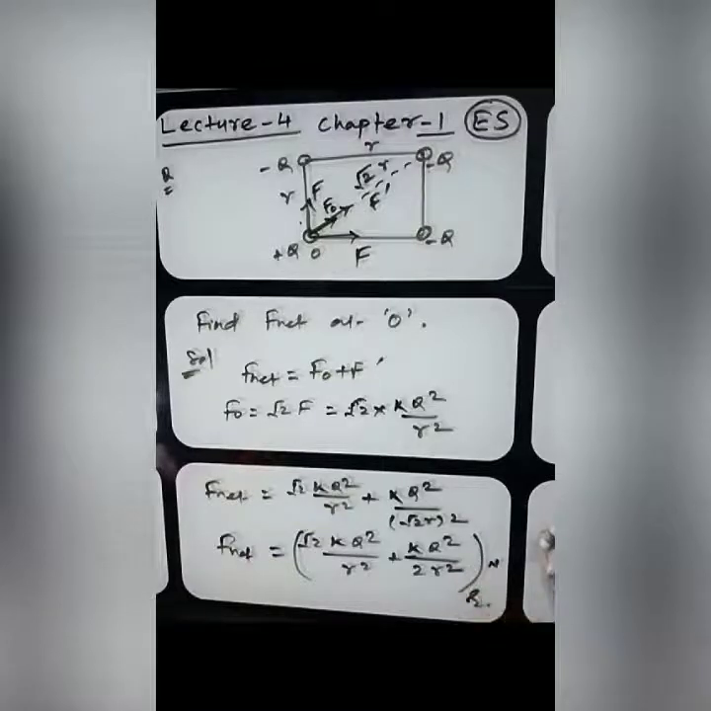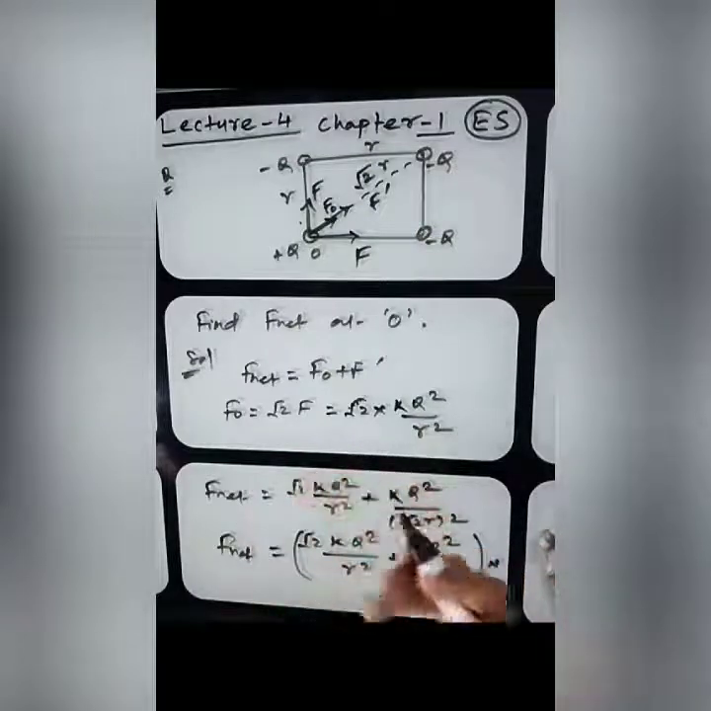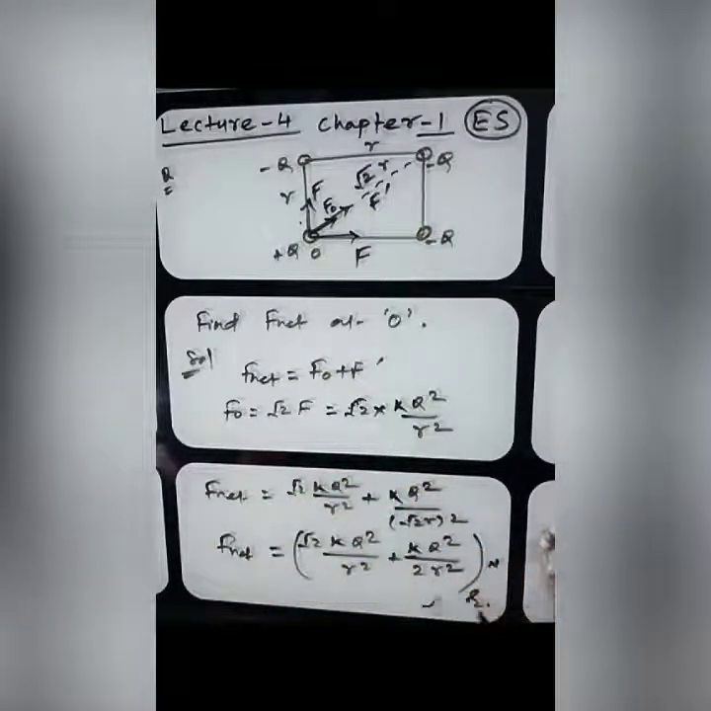Okay, so this is easy. Even you can find the direction of this force also using the component method or the vector method. Okay, so in this way you can solve this question. With this question we complete today's lecture, students. Thank you very much.